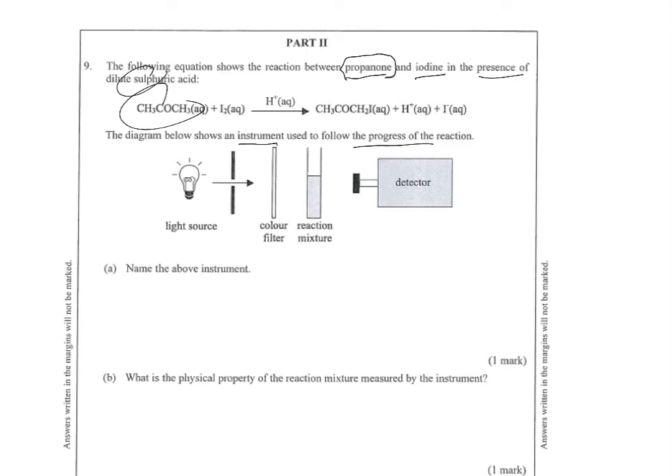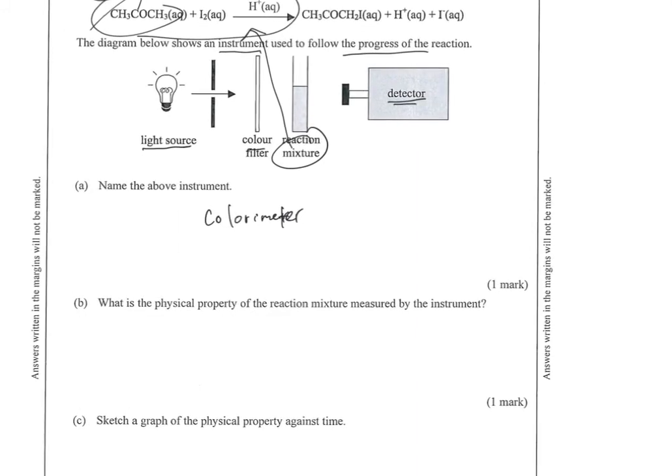So what's the instrument? It contains a light source and pass through the gate, and then a color filter, and then go to the reaction mixture. Reaction mixture is this one, and then there's a detector. So mainly it contains light source and color filter and detector, so we know that this instrument we call colorimeter. This method we call colorimetry, used to find out the concentration of the colored compound by measuring the absorbance of the colored sample when you pass through the light.